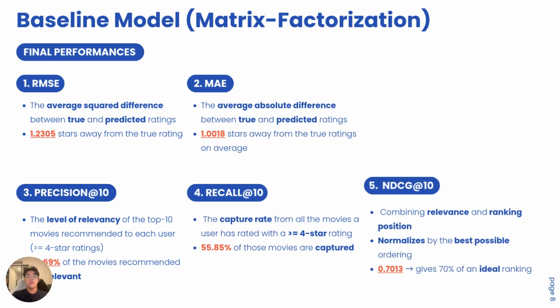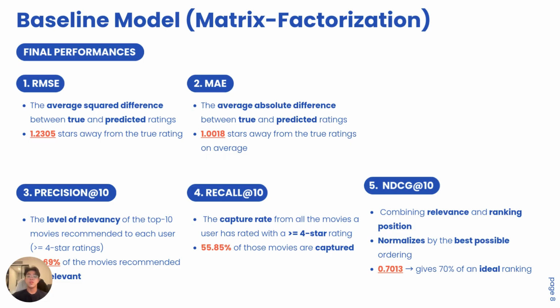We have five metrics for measuring the performance of matrix factorization. First is the RMSE, which measures the average squared difference between true and predicted ratings. Our result is 1.2305, which means we're only about 1.2 stars away from the true ratings. Then there's the MAE, which measures the average absolute difference between true and predicted ratings, and matrix factorization resulted in being 1.0018 stars away from the true rating on average.